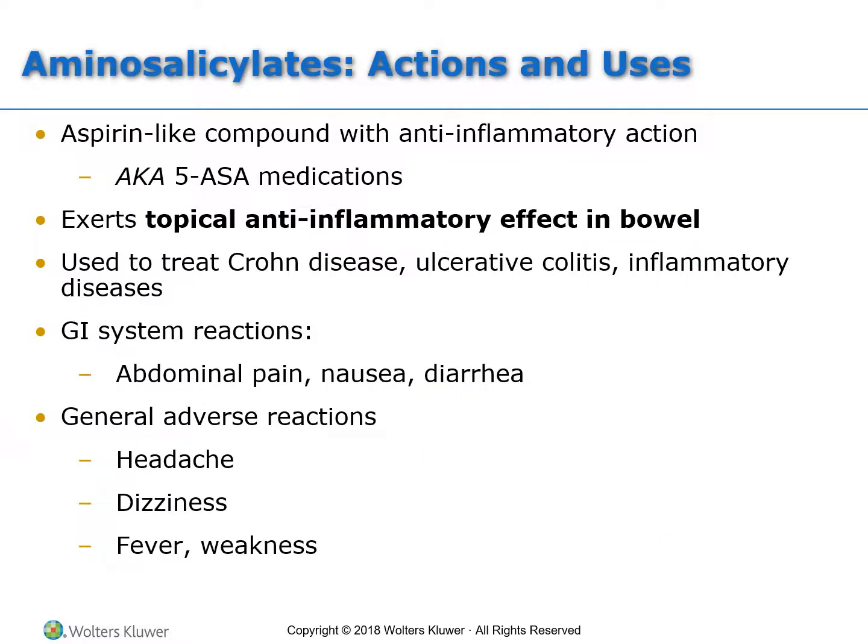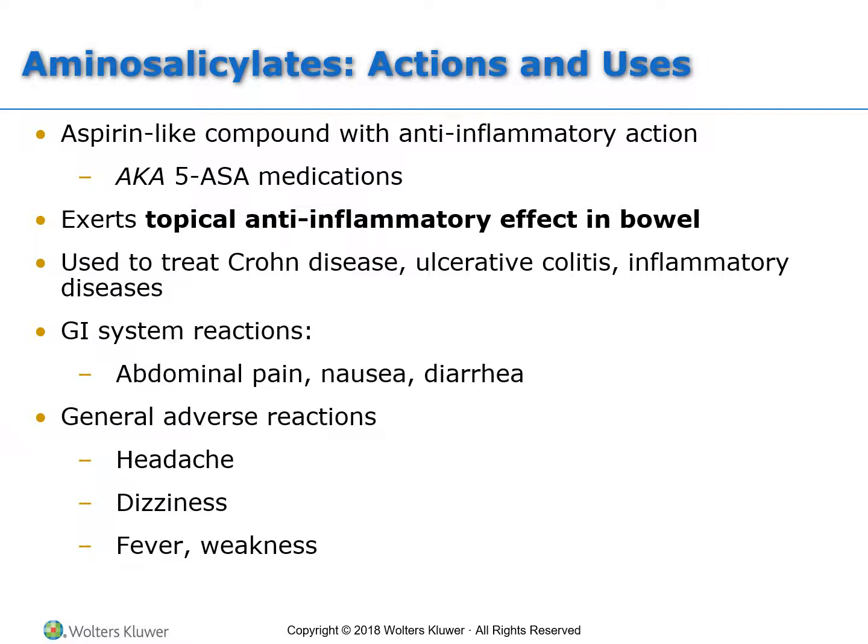Our first group, aminosalicylates, if it sounds familiar, then that's because you remember salicylates we've looked at before. So these are an aspirin-like compound. They have that anti-inflammatory action, and they exert a topical effect in the bowel to decrease that inflammation. They're also known as the 5-ASA medications. We're just going to refer to them as aminosalicylates. They are used to treat things like Crohn's, ulcerative colitis, and inflammatory diseases because of their anti-inflammatory effect.